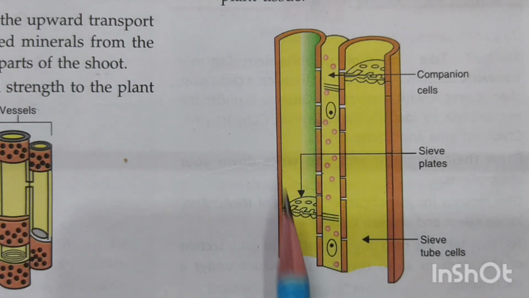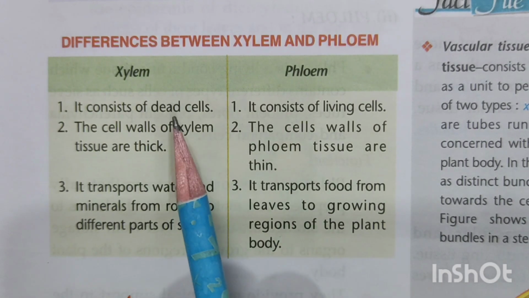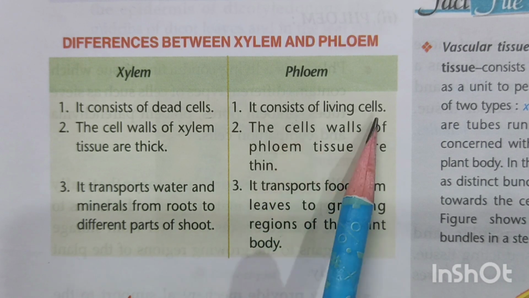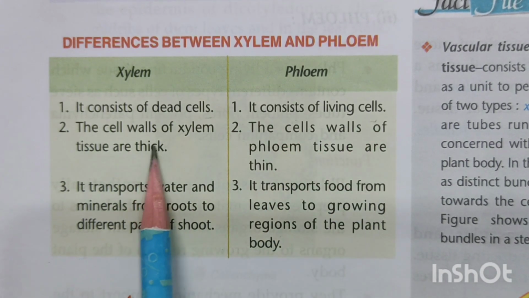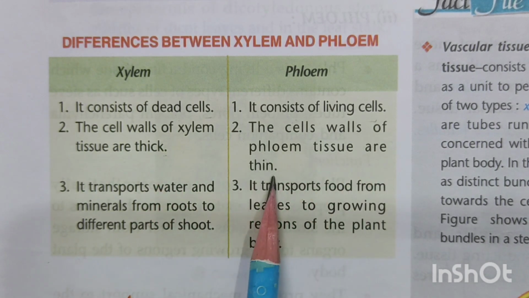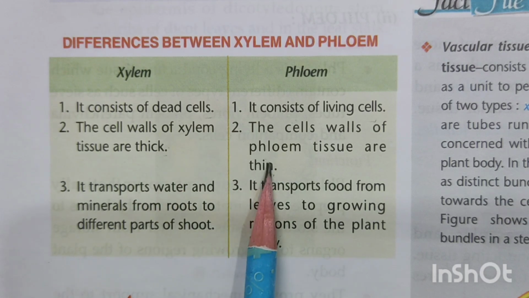Over here, this is a picture that is showing you the different types of cells that are there in phloem. So, basically, xylem as well as phloem help in conduction and in giving mechanical strength to the plant. Coming to the differences between xylem and phloem, this is important, children. First, xylem consists of dead cells and phloem are the living cells. The cell wall of xylem is thick. The cell wall of phloem is thin. Okay, so the cell walls are thick here and the cell walls are thin here.